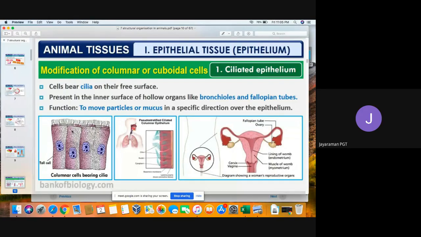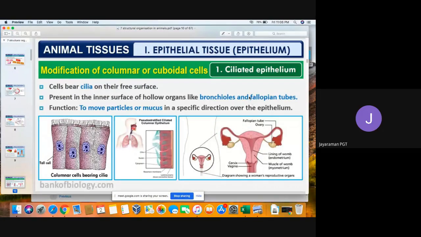Cilia are found on the surface of the cells. They are present on the inner surface of hollow organs like the trachea, bronchioles, and fallopian tubes. You know the function: cilia are small hair-like structures that help in beating movement. They are found in certain organs where movement is required. Movement is required, for example, in the fallopian tube. What is the need of cilia in the fallopian tube? Does anything move in the tube?